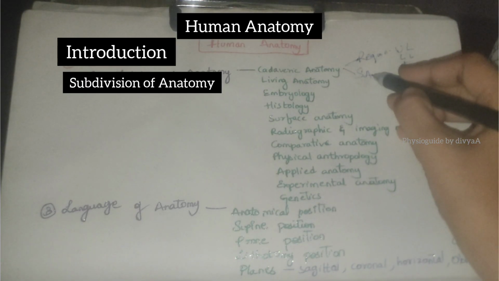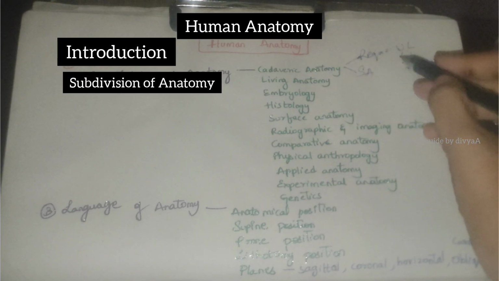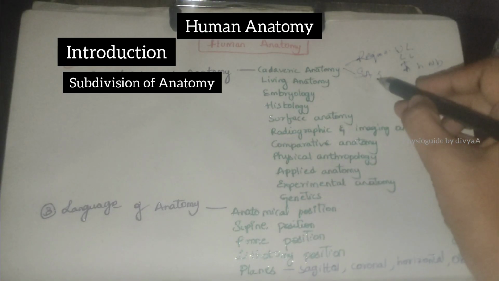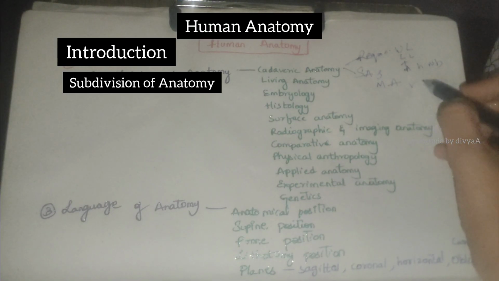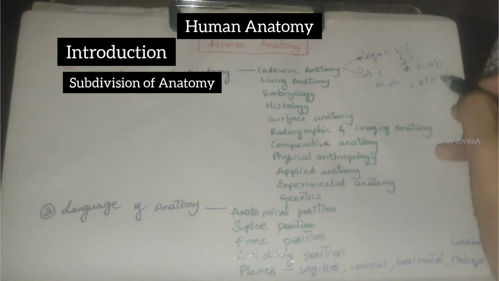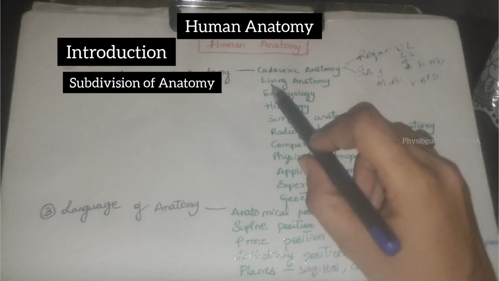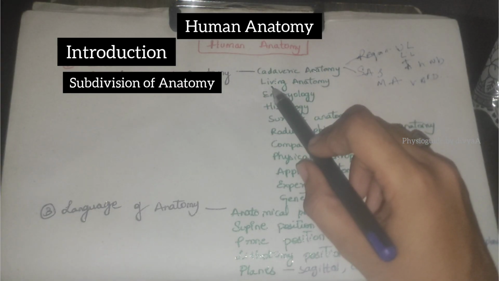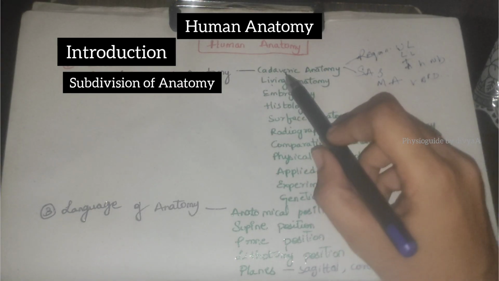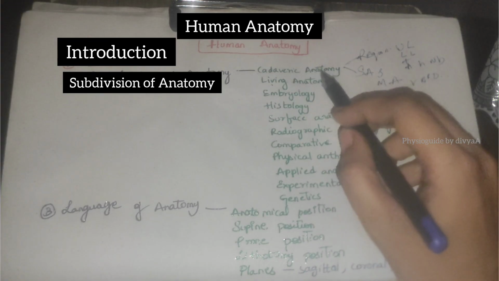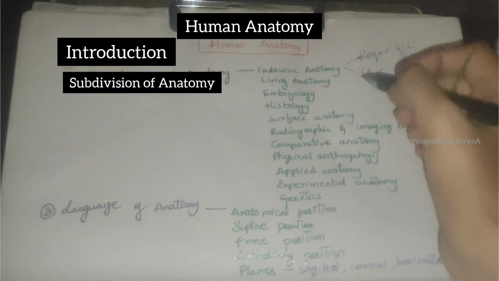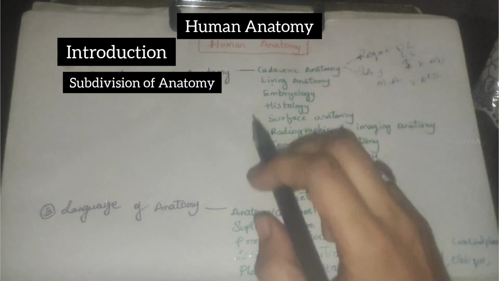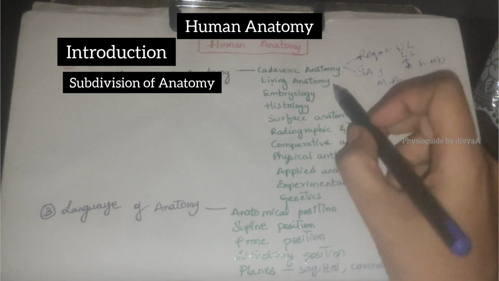Systemic anatomy. In this, the body is studied in systems like skeletal system, muscular system, articular system, vascular system, nervous system, and respiratory, digestive, urogenital, endocrine system. Okay. Now next one is the living anatomy. Living anatomy is studied by inspection, palpation, percussion, auscultation, endoscopy, radiography, electromyography.